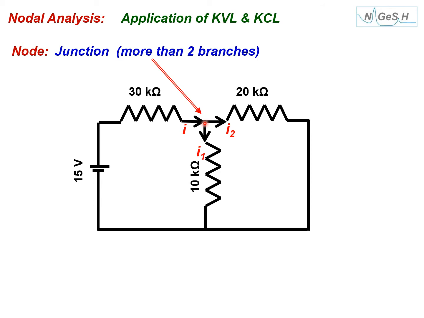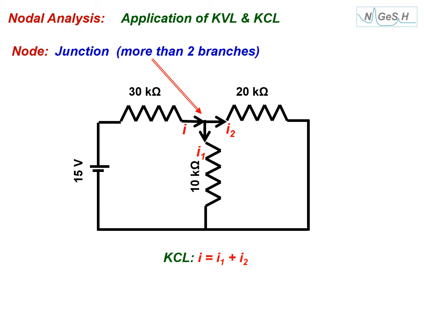And we know that at this junction, Kirchhoff's current law is applicable. That means the sum of all currents entering the node must be equal to the sum of all currents leaving the node. In this example, a current I is entering this node, and that should be equal to the sum of the currents leaving the node, that is I1 and I2.